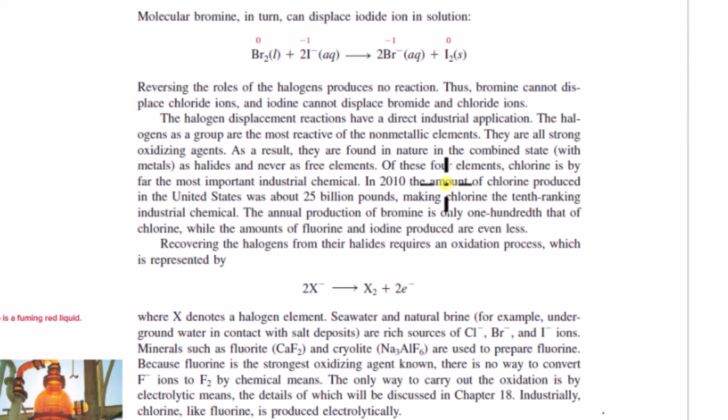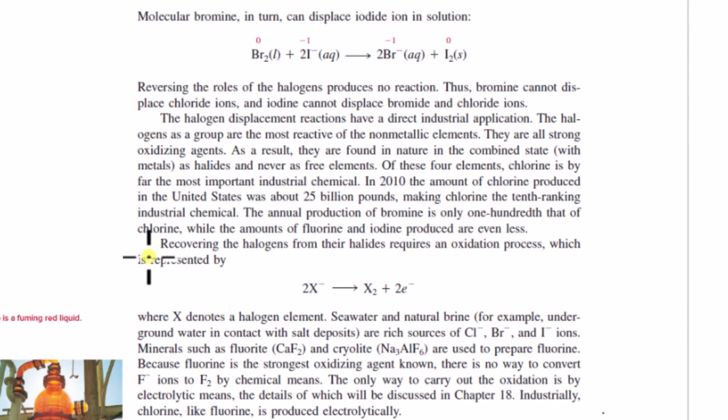Of these four main halogens, fluorine, chlorine, bromine, and iodine, chlorine is by far the most important industrial chemical. In 2010, the amount of chlorine produced in the United States was about 25 billion pounds, making chlorine the 10th ranking industrial chemical. The annual production of bromine is only 1/100th that of chlorine, while the amounts of fluorine and iodine produced are even less.